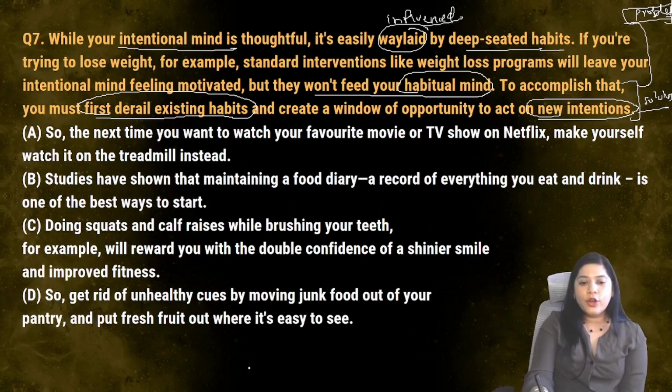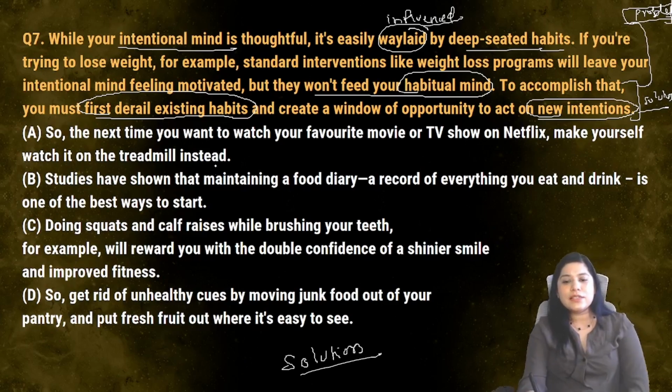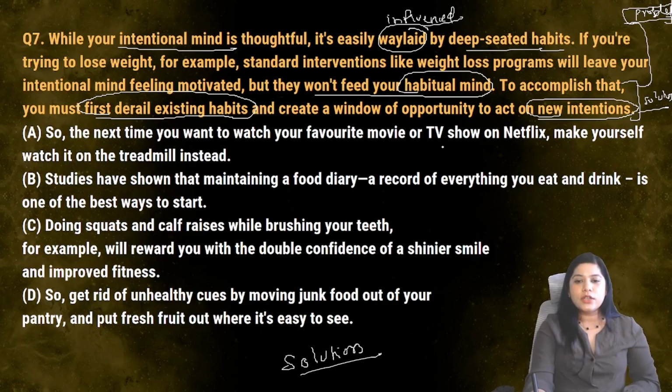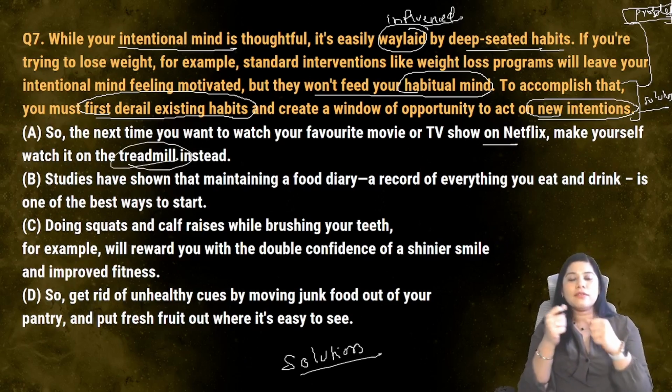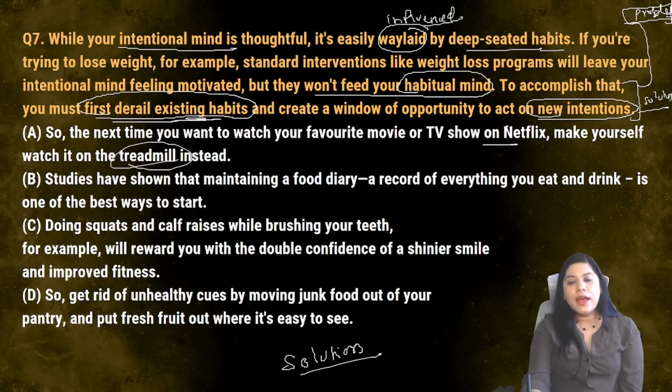So you have to find an option which talks about a solution here, because the last line is about solution. So the next time you want to watch your favorite movie or TV show on Netflix, make yourself watch it on the treadmill instead. This is a suggestion that next time when you're watching TV, do it on the treadmill, run or walk and then watch something. Basically the last line says derail existing habits and then start new ones. Here nothing is derailed, you're watching TV while doing it, so the old habits are still there, isn't it? So it's an okay option. I'll put a question mark maybe here.